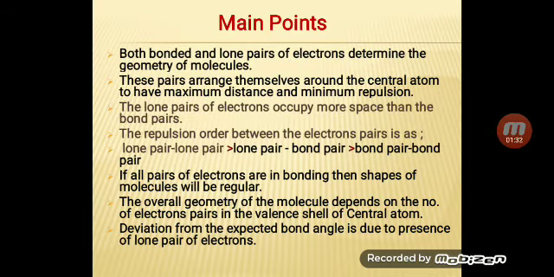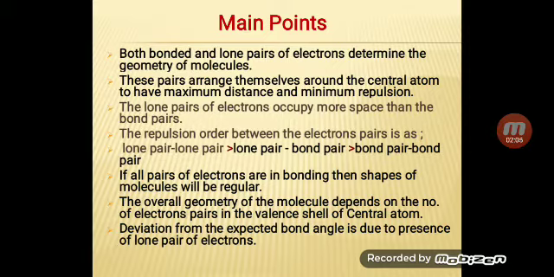Third point, the lone pairs of electrons occupy more space than the bond pairs. It is due to the fact that the lone pair of electrons is under the influence of only one nucleus. So these pairs of electrons are highly energetic, that's why they occupy more space. But the bond pairs are under the influence of two bonded nuclei, so these pairs are lower in energy, that's why these pairs occupy less space.